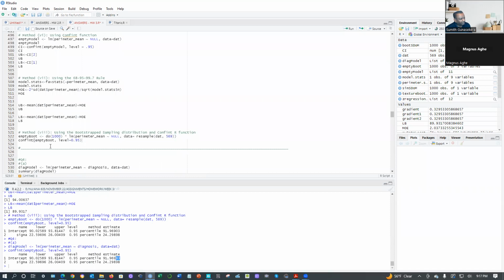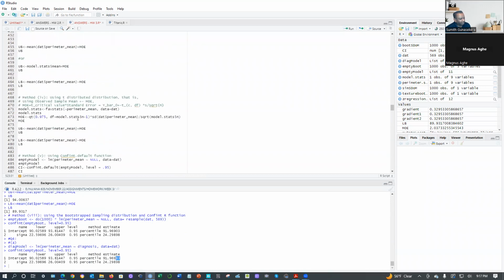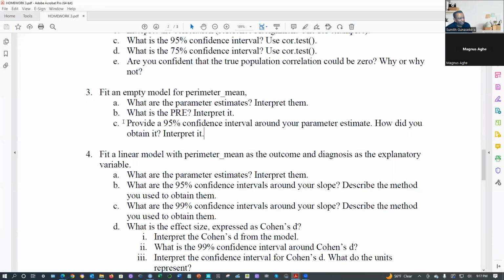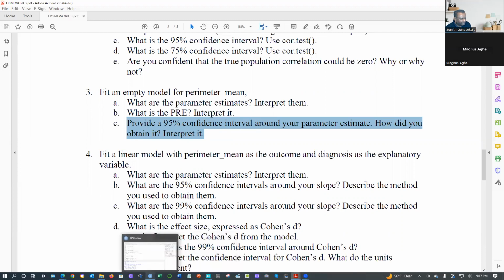So this one has been done in several ways. I'm talking about part C, the confidence interval for the mean. We did that one in 8 methods. Anyhow, we do the confidence interval for all of these in a similar fashion, for pretty much everything.